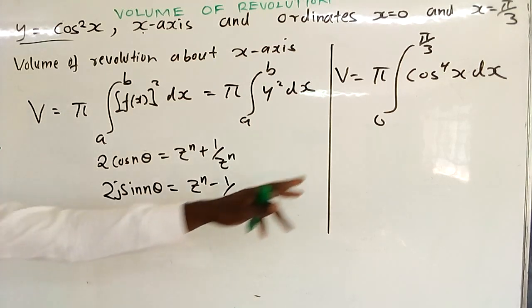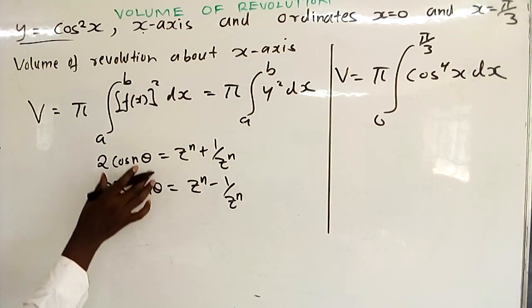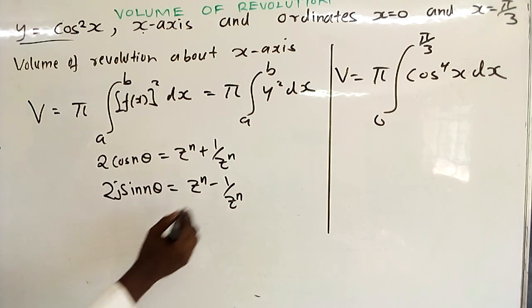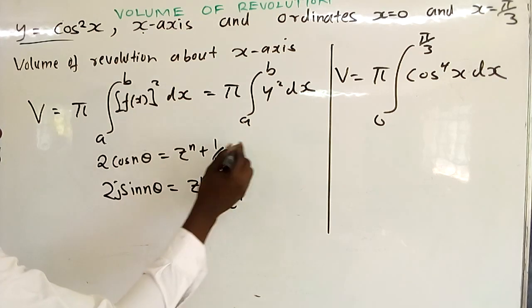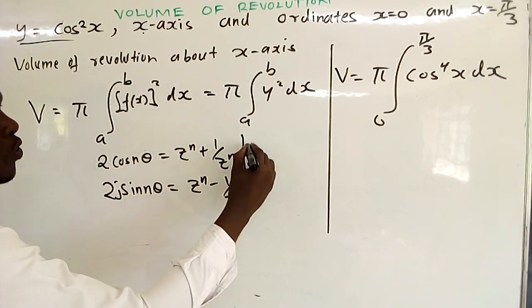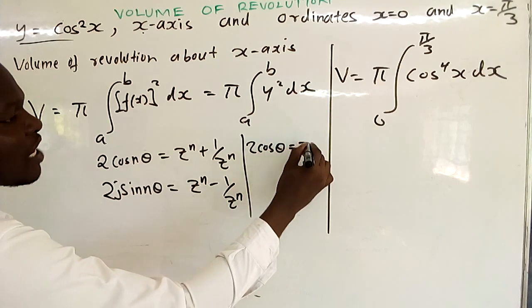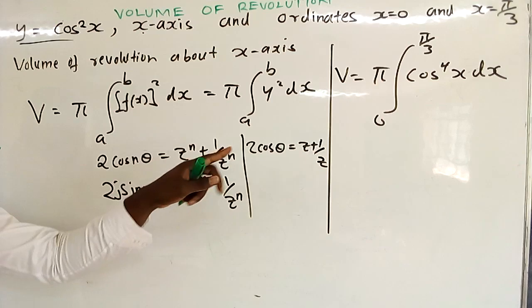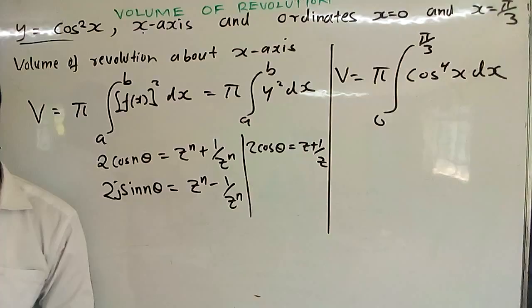So what do we want to expand? Cos. Meaning for cos, when n is 1, what do you get? When n is 1, you'll have 2 cos theta to be Z plus 1 over Z, because we want to expand cos raised to power 4, isn't it?